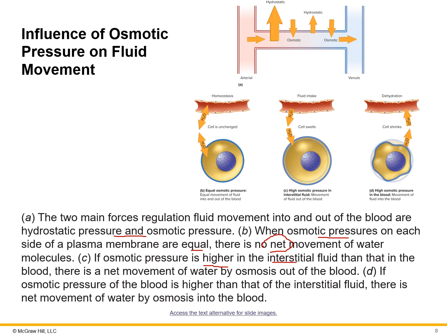However, if the osmotic pressure is higher in the interstitial fluid, so that means outside of the cell, then the net movement of water by osmosis comes out of the blood. Now, if the osmotic pressure is higher in the blood than it is in the interstitial fluid, then the opposite is true, and the net movement of water would be into the blood. So it's going from a high osmotic pressure to a low osmotic pressure.